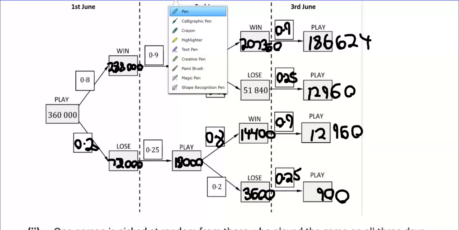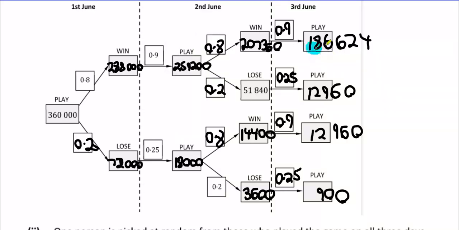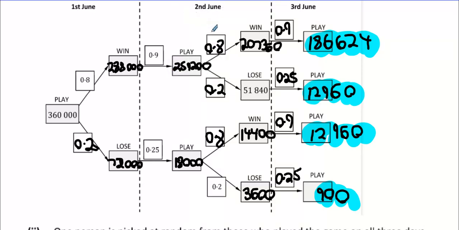So we're just going to highlight all of these numbers here. See all these numbers here? These are people who played on all 3 days because they've made it to the end, haven't they? So they played all three days. So when I add up all those numbers together, I should get 213,444. That's how many people played the game. All right. The next thing we're going to target.